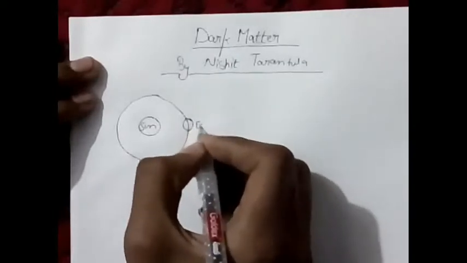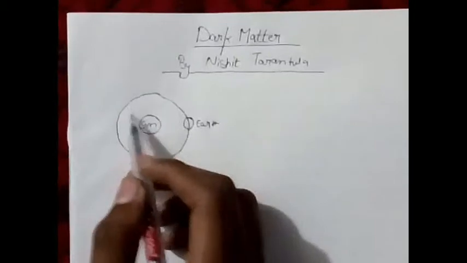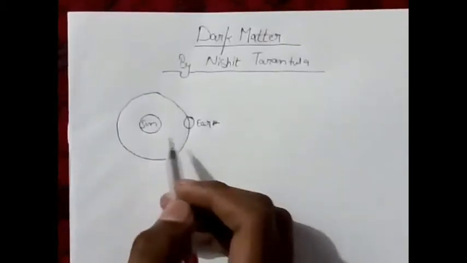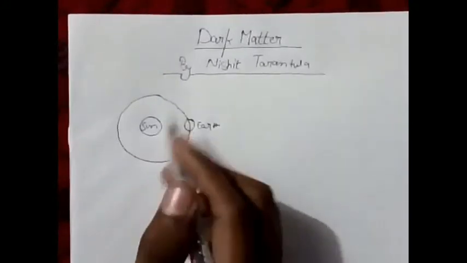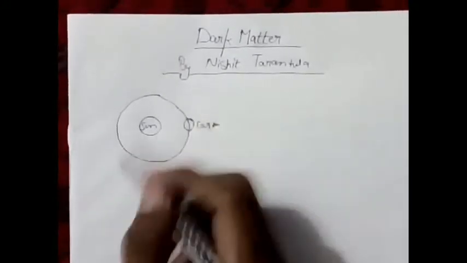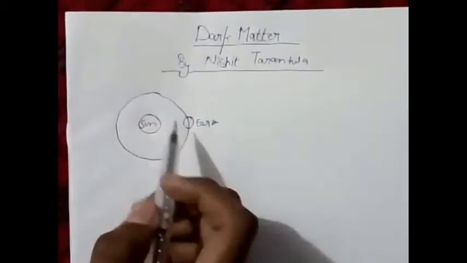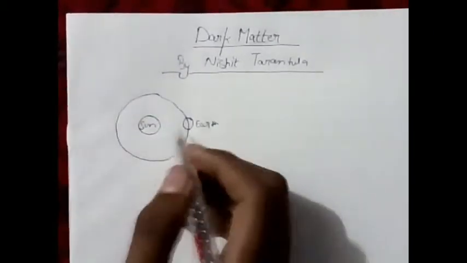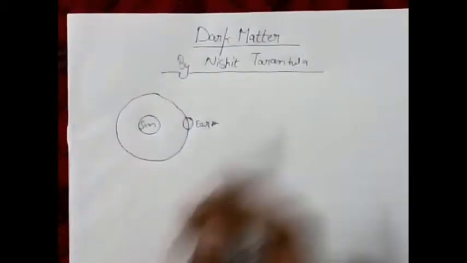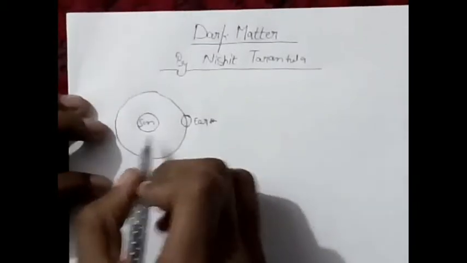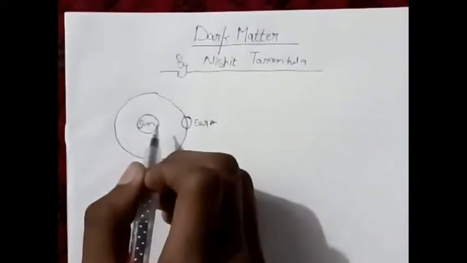And there's our Earth, suppose. I made this orbit completely circular for the sake of simplicity, but in reality the planets move in an elliptical orbit around the sun. So here the orbit is circular. Due to the gravity of the sun, Earth stays in its orbit and rotates.